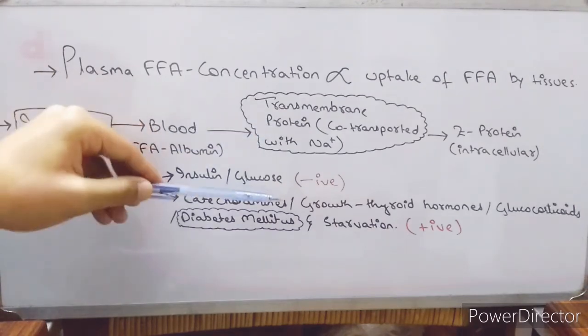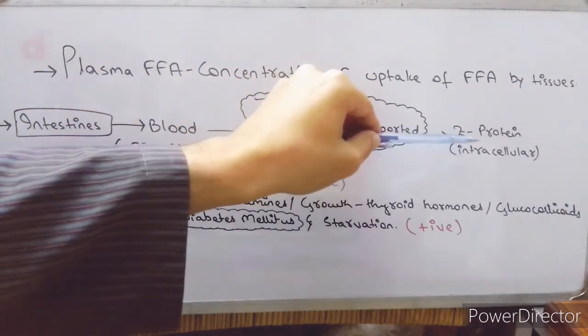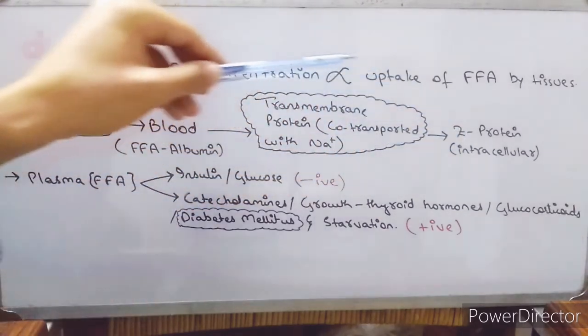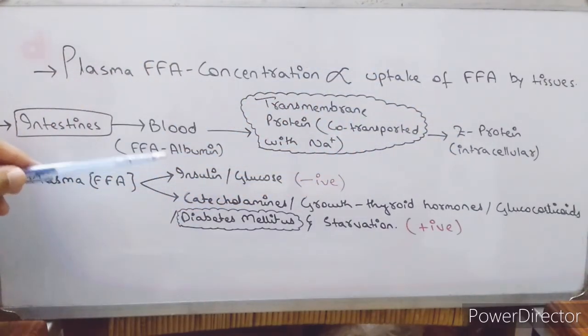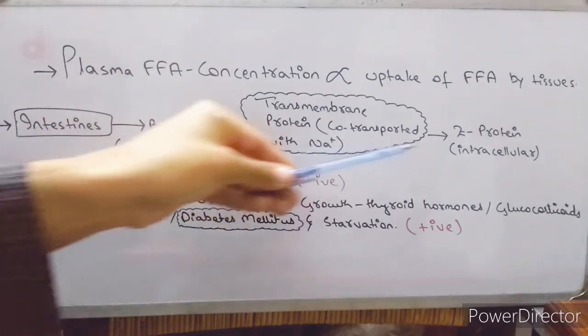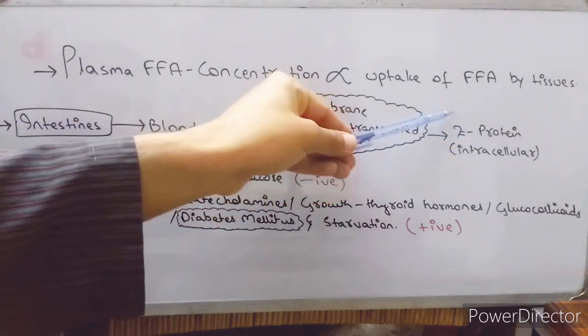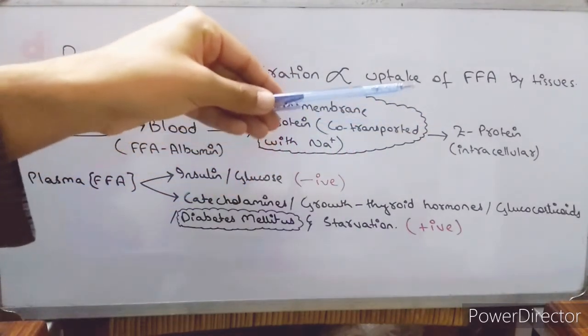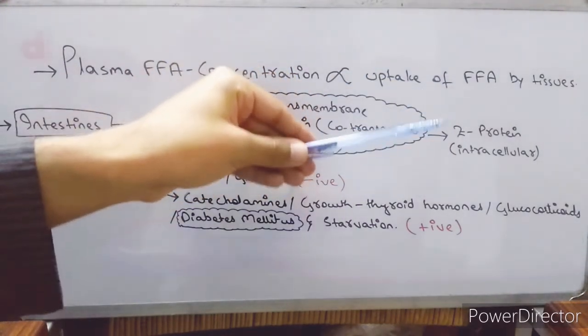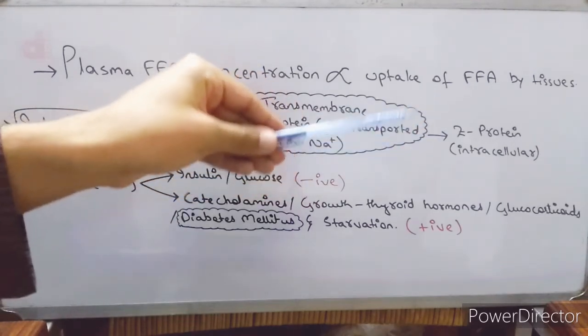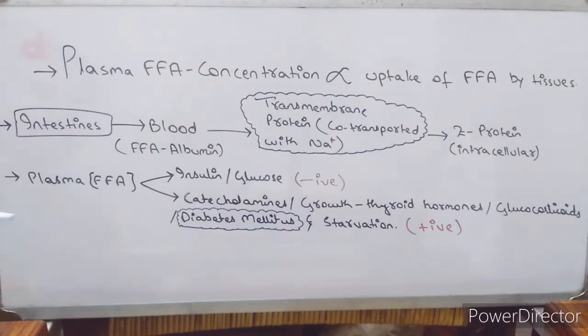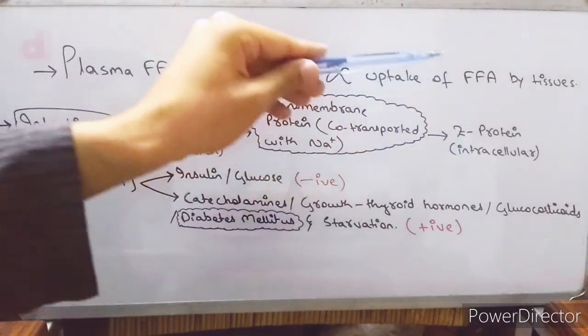Once it gets inside the cell, it is complexed with the Z protein. This Z protein has a similar role in fatty acid metabolism as albumin had in the bloodstream. I mean, this Z protein complexes with the free fatty acid, and it remains in this complex form as long as the fatty acid is present inside the cytosol. Now, the concentration of free fatty acid in the plasma is directly proportional to the uptake of free fatty acids by the tissues.